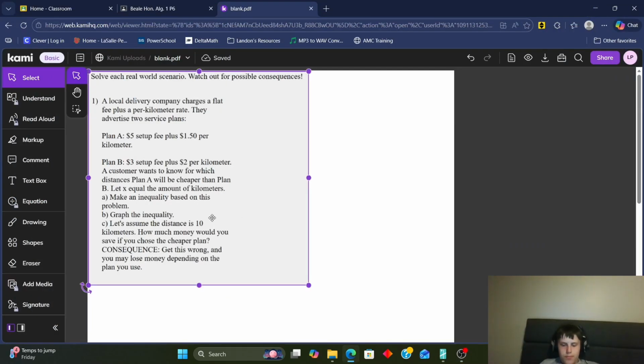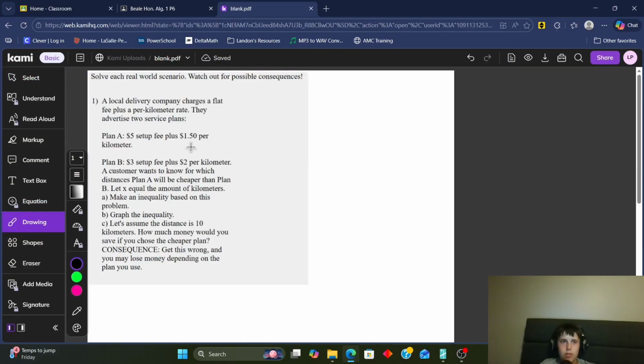Right, so, real world scenarios. A local delivery company charges a flat fee plus per kilometer rate. It's a $5 setup fee plus $1.50 per kilometer, a $3 setup fee plus $2 per kilometer, and so on. Okay, so make an inequality based on the problem.